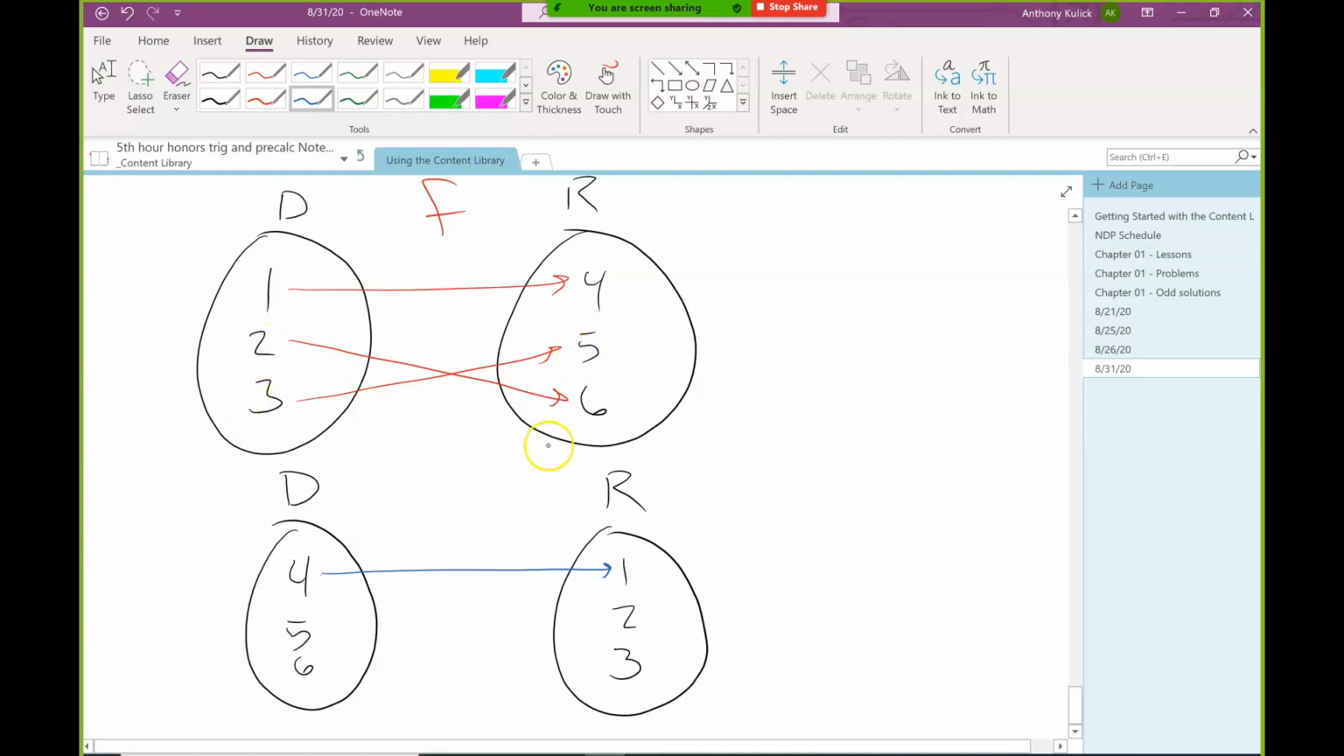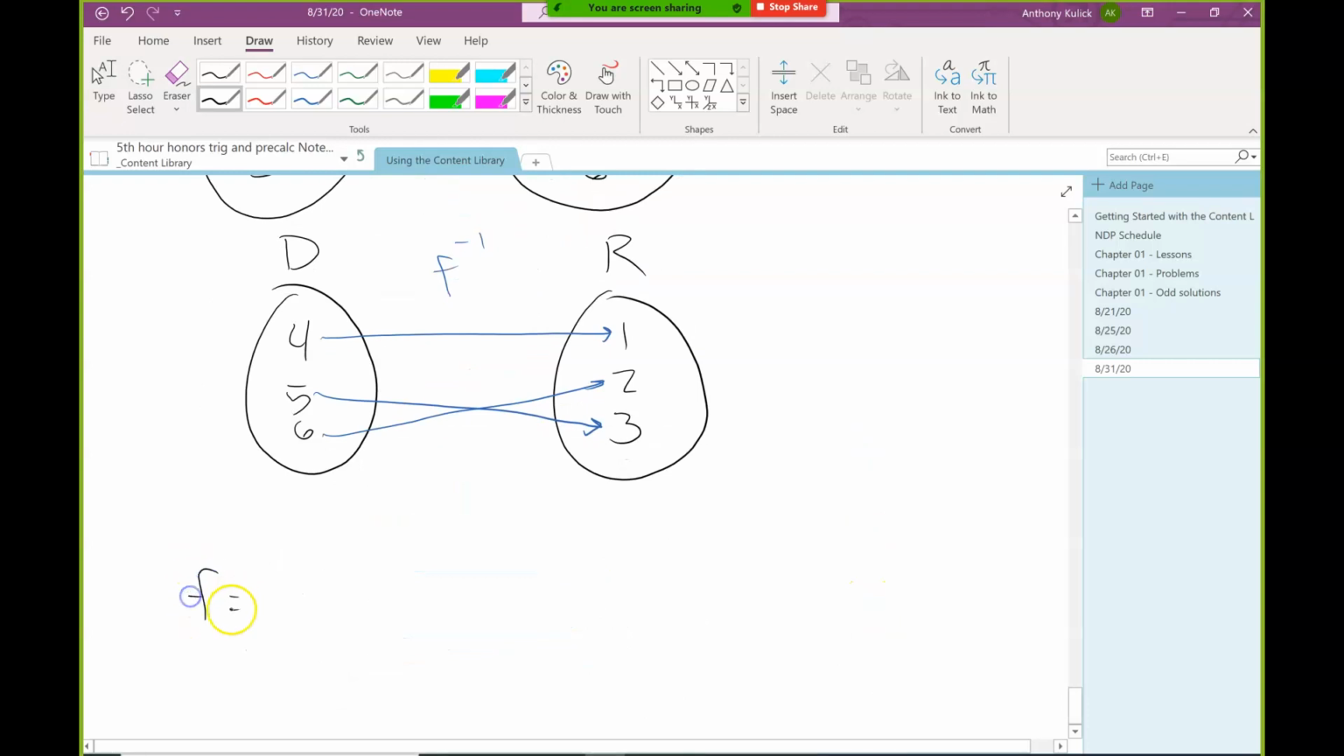3 goes to 5, so I know 5 has to go back to 3. And then 2 goes to 6, so 6 needs to go back to 2. So the inverse of f should look like this. Is everybody okay with that idea? Essentially all we did on our mapping diagram is basically reverse the direction of everything, right?